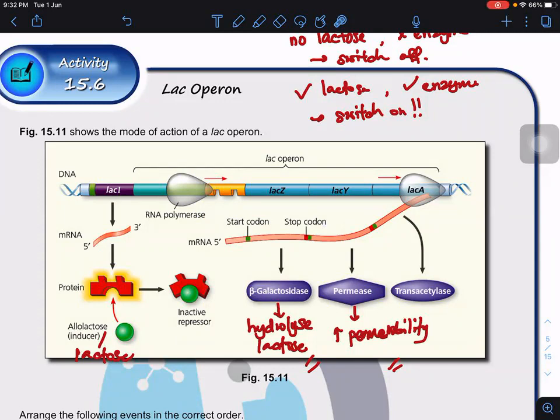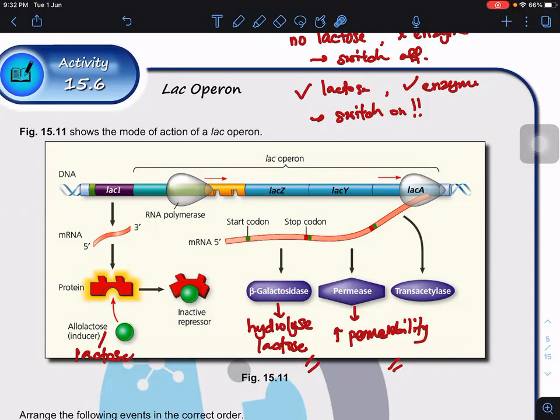Now, when you have the beta-galactosidase to hydrolyze the lactose, the concentration of lactose decreases. When the concentration decreases, there is a lack of lactose to bind to the repressor protein. So the repressor protein now has a chance to bind to the operator and switch off the gene expression. Can you see that? It's a negative feedback mechanism.